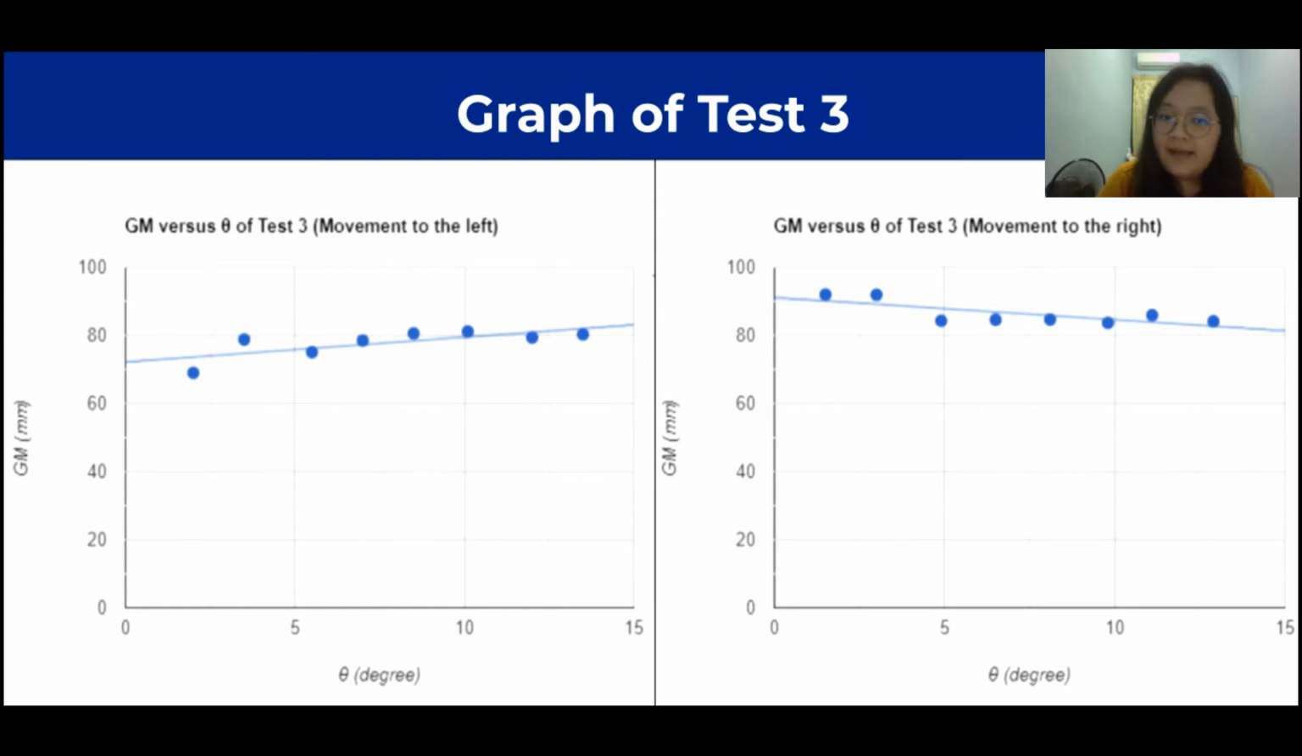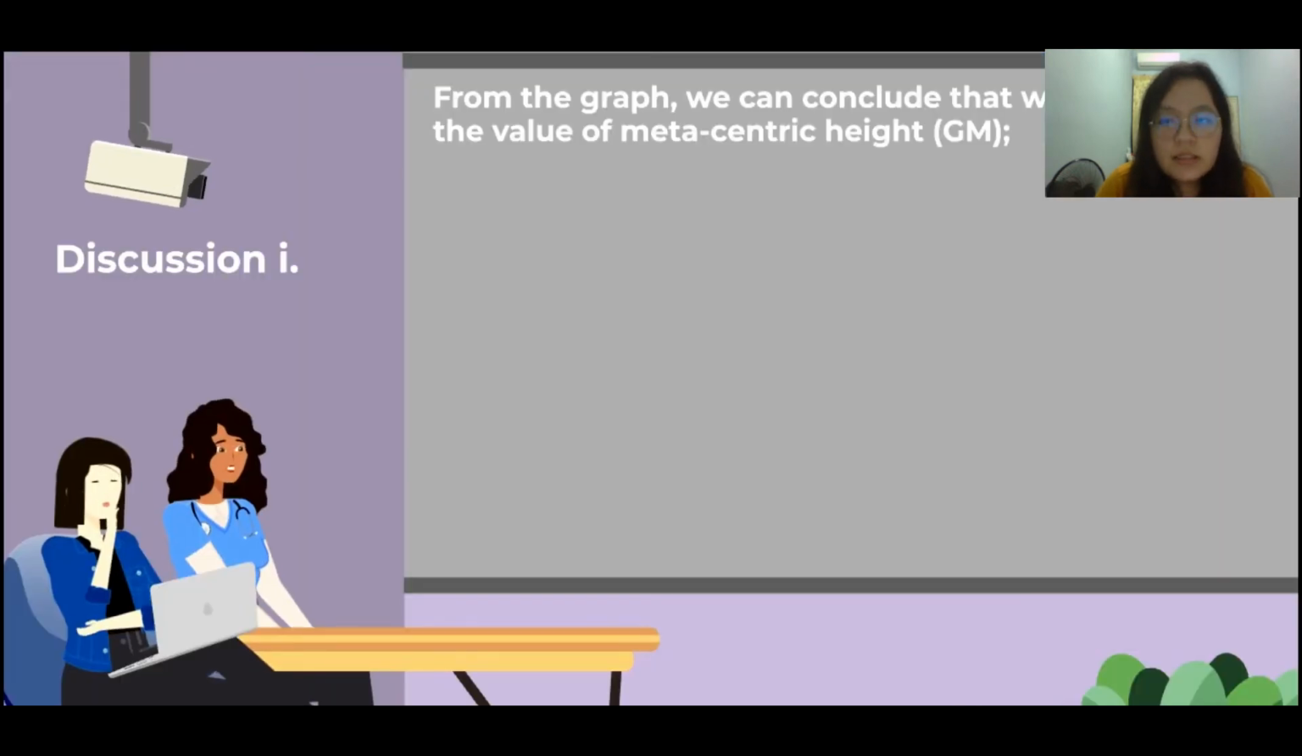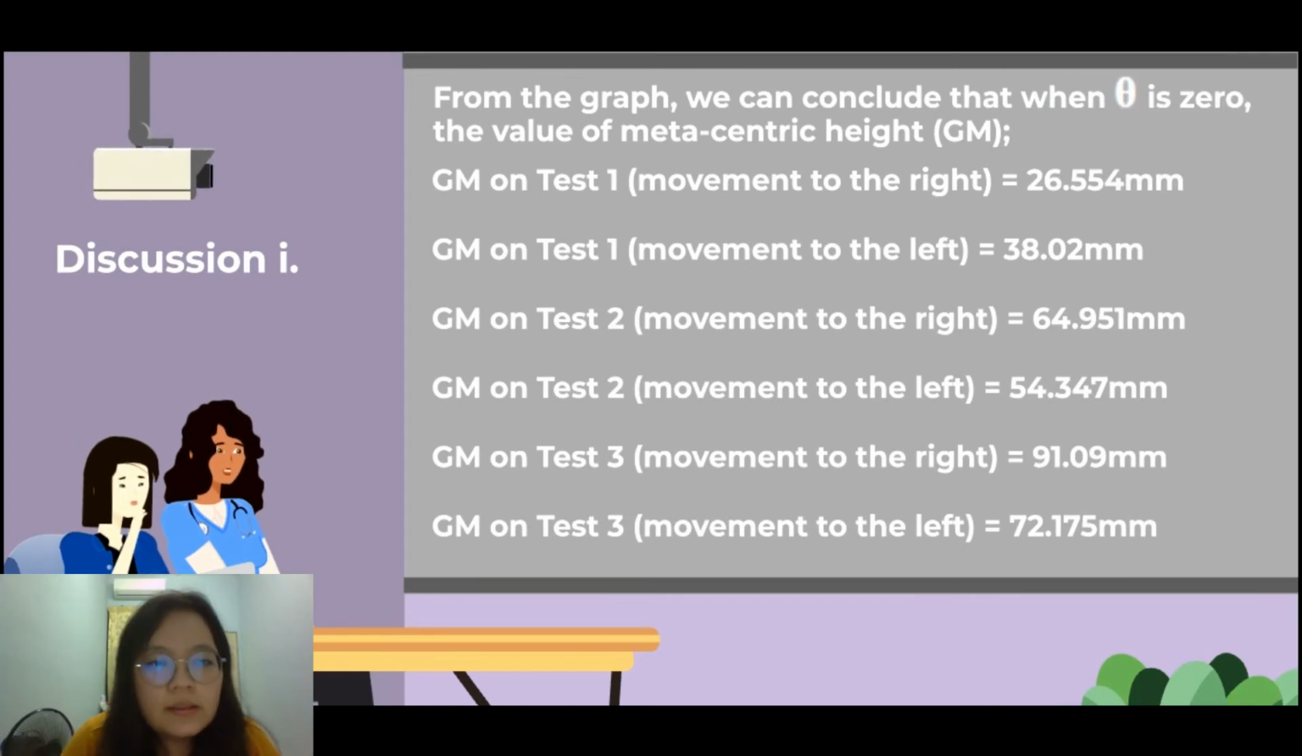For the third graph, it shows the data obtained from the bottom of the vertical height, same as above. The left side is GM versus theta for the movement to the right, and the right side is GM versus theta for the movement to the left. Similarly, when theta equals 0, the GM value for movement to the right is 91.09 millimeters, while for the movement to the left is 72.175 millimeters.